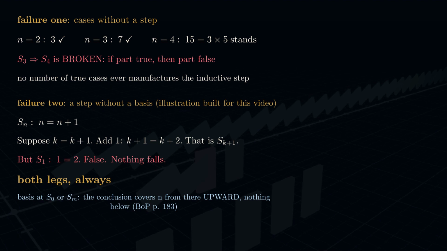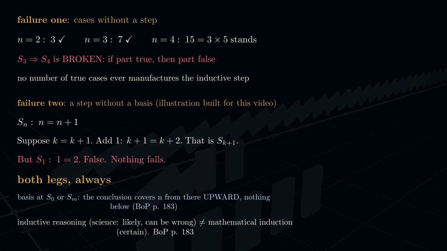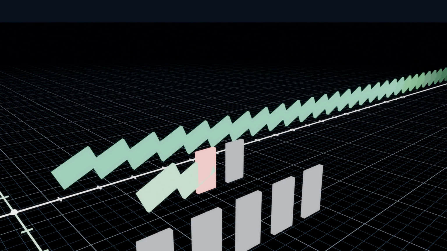One last piece of vocabulary, and it is a trap. In science, induction means observe many cases and conclude the rule is likely. That is inductive reasoning, and it can be wrong, as 2 to the n minus 1 just showed you. Mathematical induction is not that. It proves with certainty. Same word, different thing. Your book warns you about exactly this confusion, and now you will not make it.